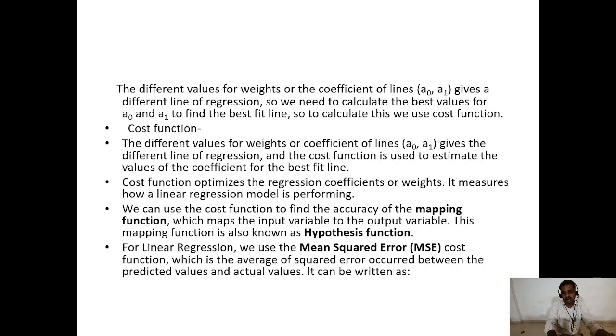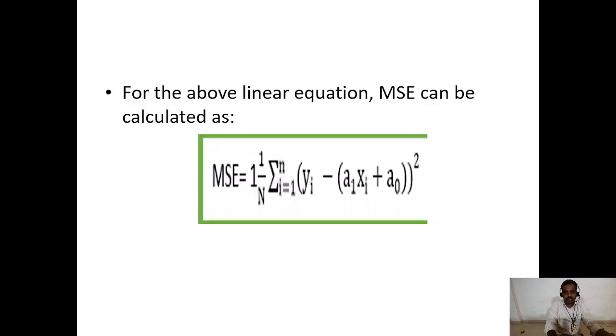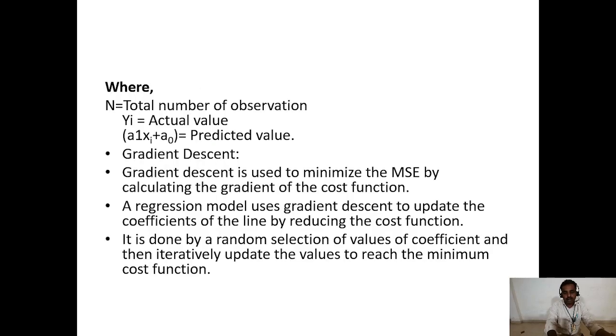For linear regression, you use the mean square error cost function, which is the average of the squared error between the predicted values and actual values. It can be written as MSE = (1/n) Σ from i=1 to n of (y_i - (a1 x_i + a0))². This is called mean square error, where n is the total number of observations and y_i is the actual value.